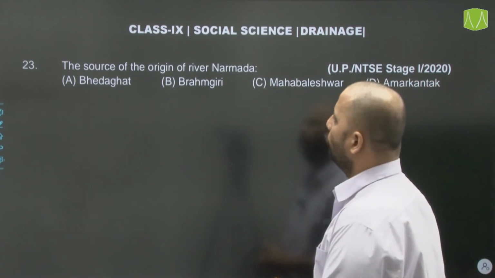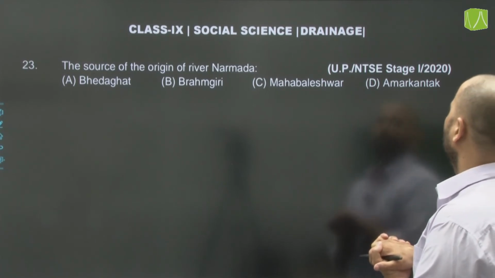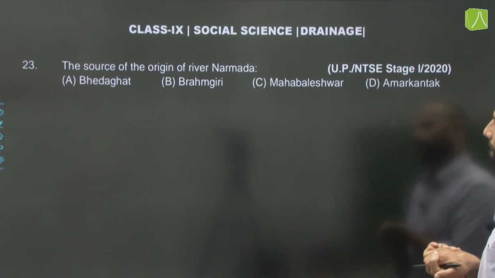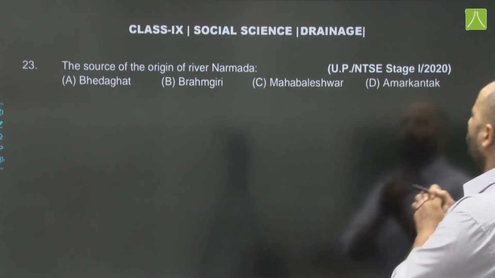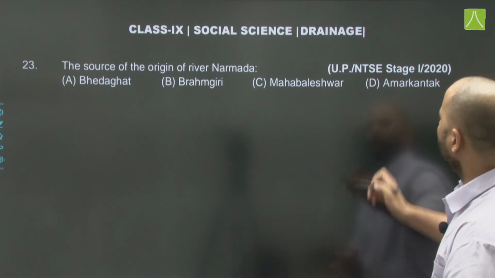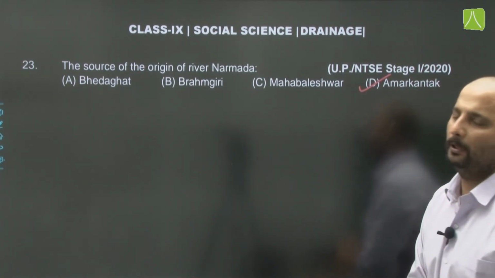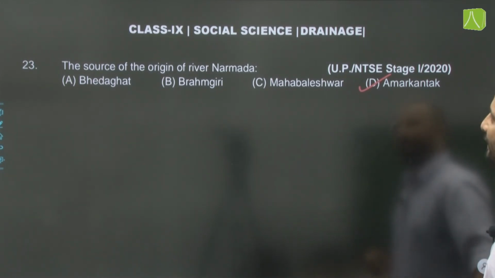The source of the origin of river Narmada. UP NTSE Stage 1, 2020 question. Bhedaghat, Brahmagiri, Mahabaleshwar or Amarkantak. Now the river Narmada originates from Amarkantak. So option number D will be our correct answer. Moving on to our next question.